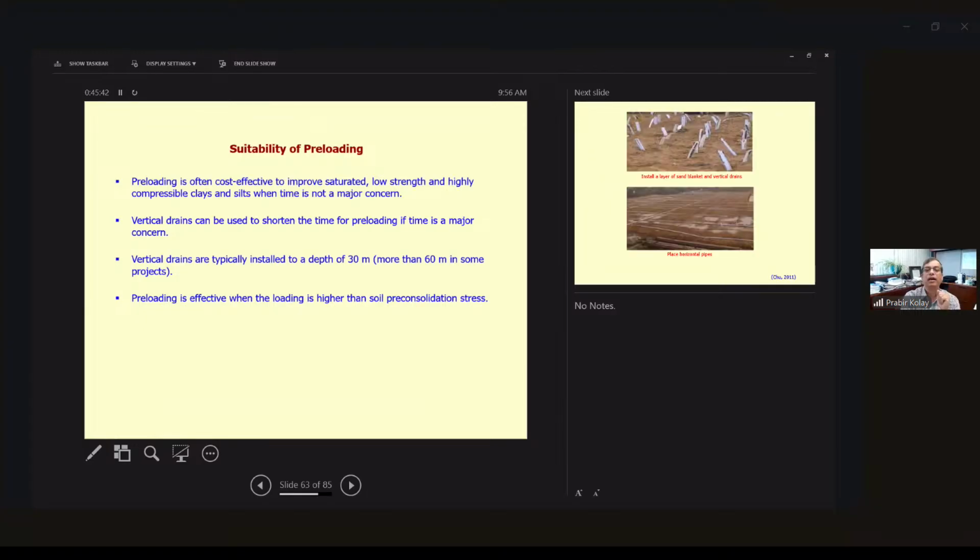This is again the suitability of preloading. It depends on cost effectiveness, depending on situations. So vertical drains can be used to shorten the preloading time. Typically installed to a depth of 30 meters, and in some projects more than 60 meters. Preloading is effective when the loading is higher than the soil preconsolidation state. So again, as I mentioned, sometimes even with preload, the soil is very soft, it cannot take even the preload. Okay.